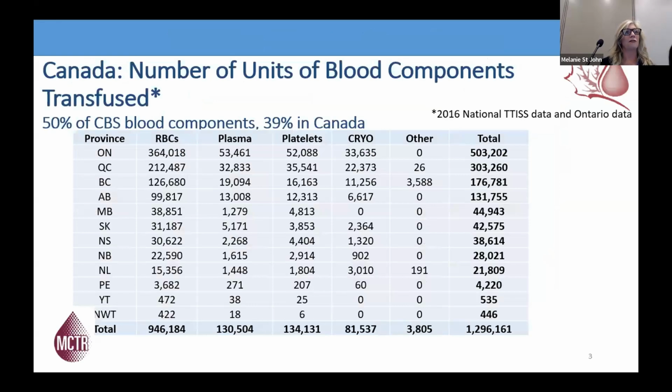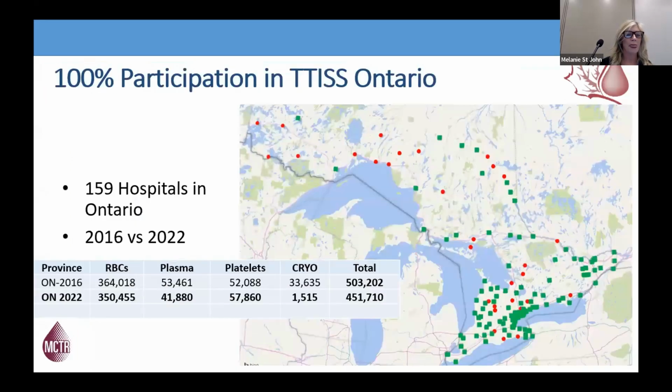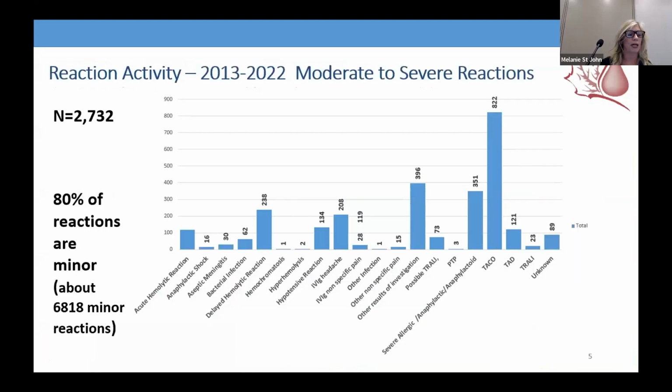This just gives you an idea of how important our quality of data is in Ontario, because we contribute 50% of transfusion activity in Canada, excluding Hema-Quebec, and overall with Hema-Quebec, 39% of all transfusion reactions that happen. So it's important that what we do in Ontario is carefully checked and done, and that we have a quality system. You can see these are all our centers, all the 159 hospitals in Ontario, and we have 100% participation.